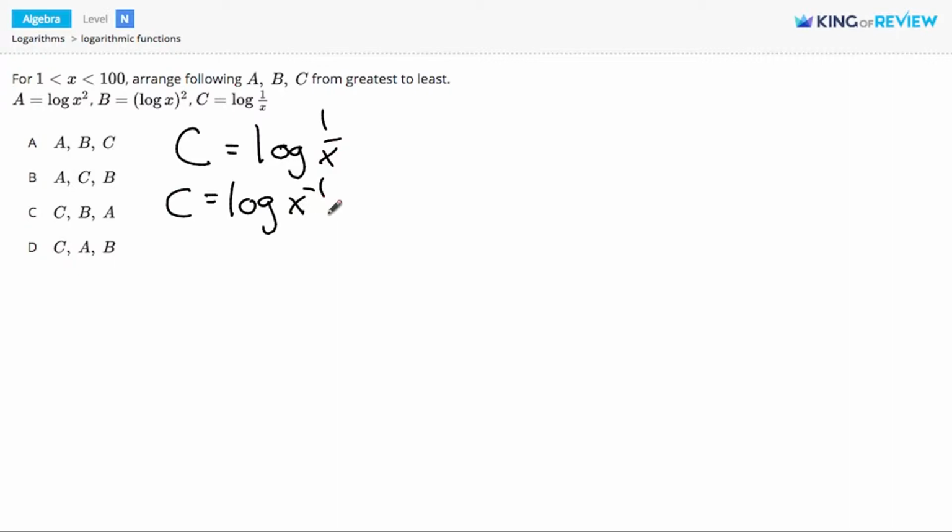Now there's a nice property of logs that says if you have the log base b of x to some power a, we can move the a in front of the log as a multiplier, a times the log base b of x. With that in mind, c can be rewritten as negative 1 times the log of x.